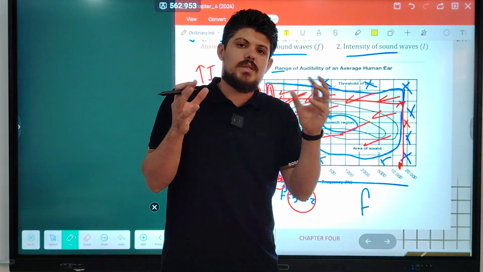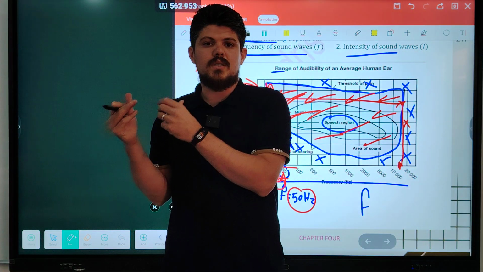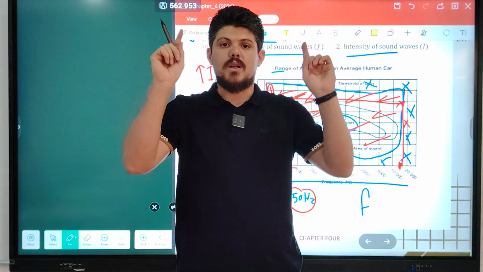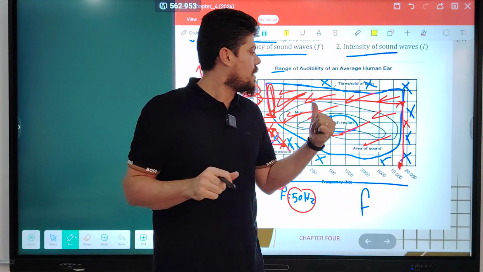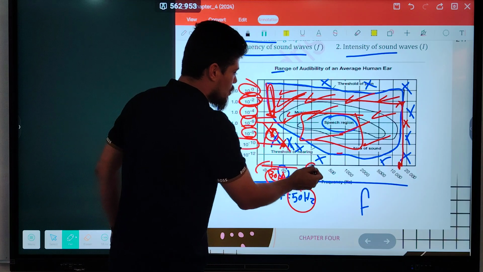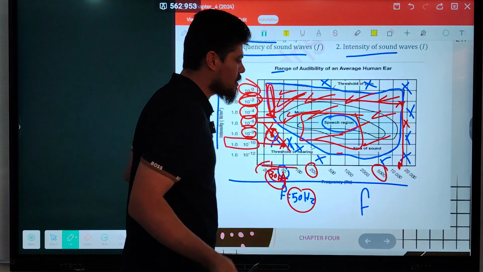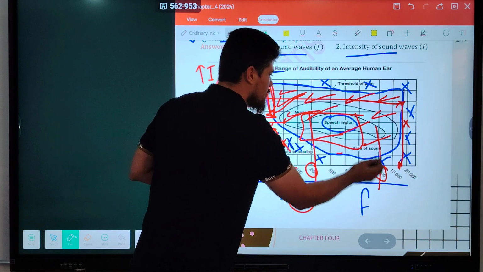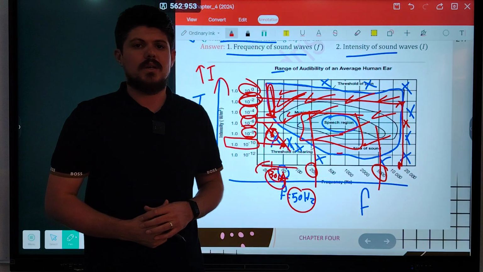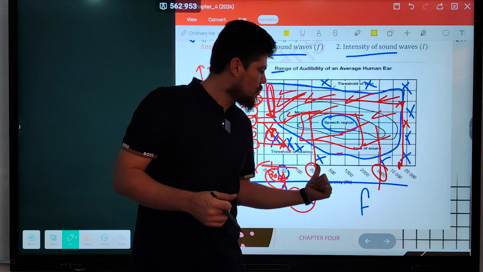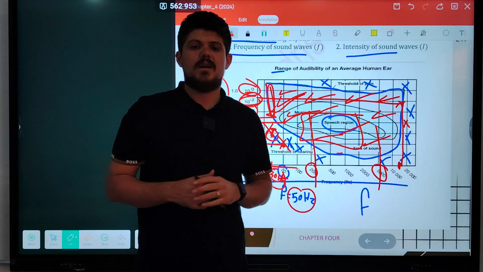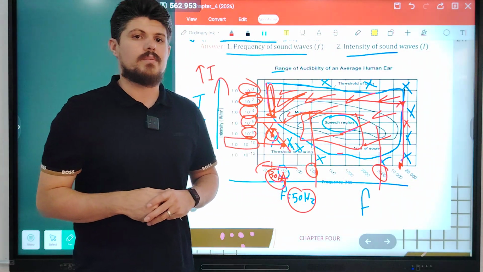So, generally, can we say the lower frequency, less than 50 hertz, and higher frequency, more than 12,000 hertz, require more intensity? Yes. But the middle of the spectrum, the frequencies between 200 hertz and 5,000 hertz, require low intensity to be audible. They require only a little intensity to be heard by the human ears.